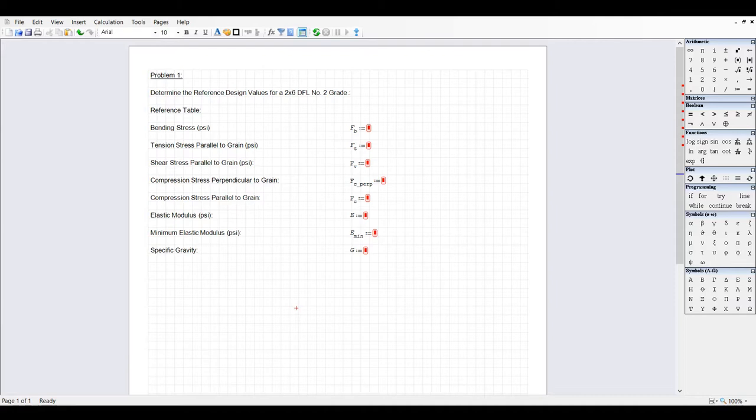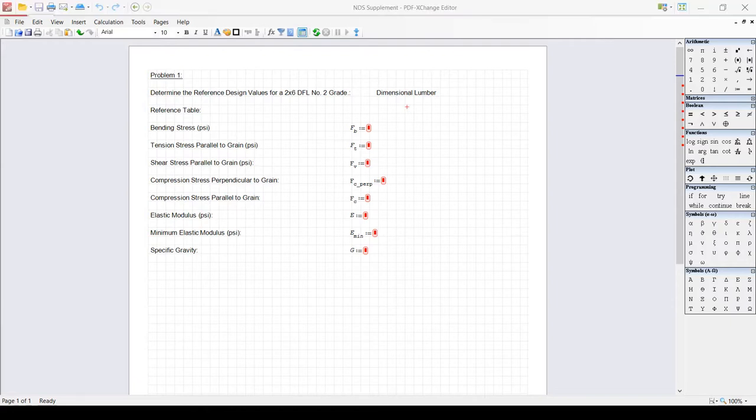Well, the 2x6 is the size. We need to use that to figure out the size category. And the size category for this, because the narrowest side has a nominal dimension less than or equal to 4 inches, we know then that this is a dimensional lumber product rather than a beam and timber or post and stringer. So again, because the 2-inch width is less than or equal to 4 inches, and again, nominal, not actual width, we know that this is dimensional lumber. And because of that, we then can go to table 4A in the NDS supplement. So let's go ahead and pull that up.